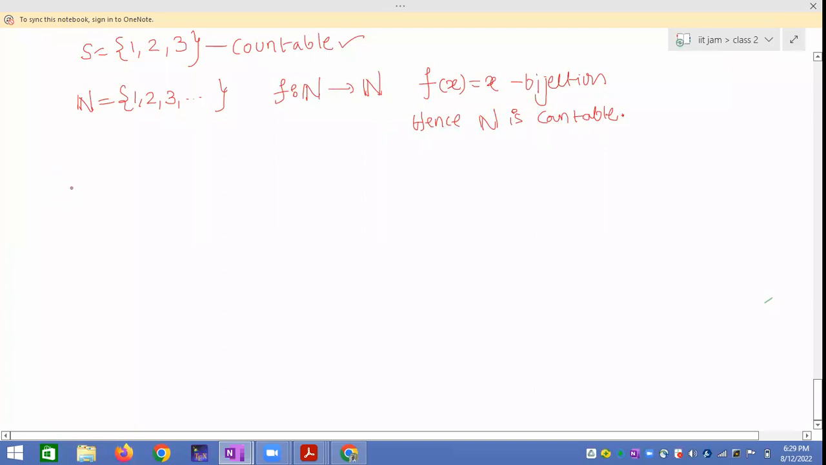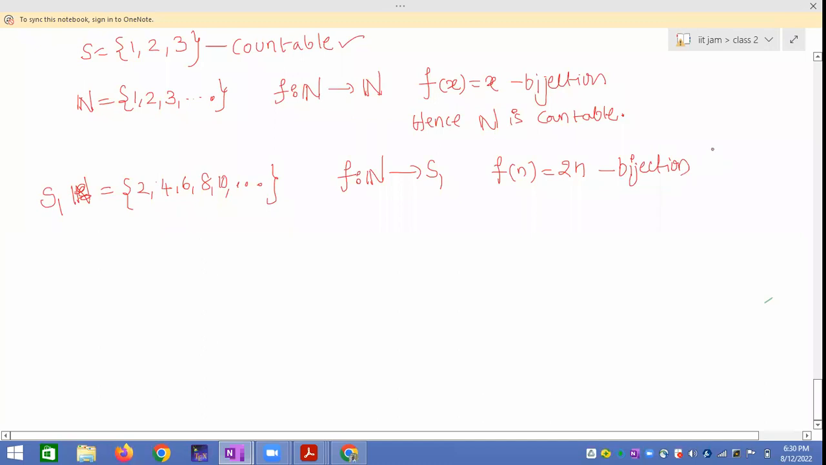Now you can take the set of all even numbers, 2, 4, 6, 8, 10, and so on. I am giving the name of this set as S1, the set of all even natural numbers. Take a bijection from the natural numbers to S1. What is the bijection function here? F of n is equal to 2n. This is a bijection function, which means S1 is countable.